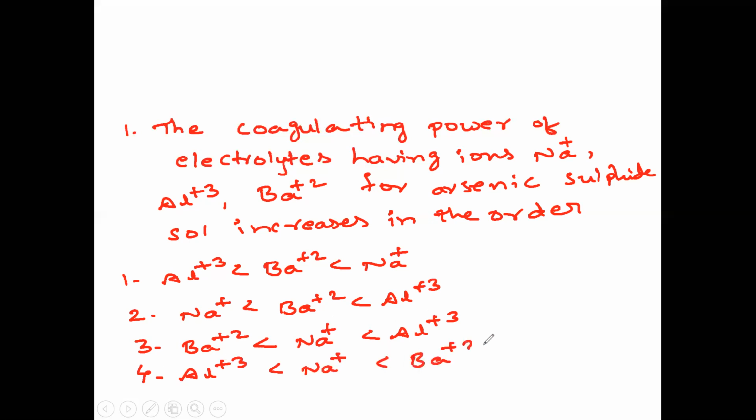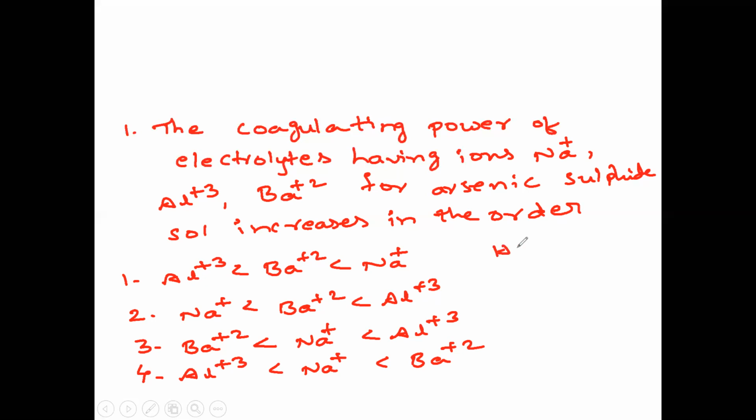Since they have asked the increasing order, this is nothing but coagulating power or flocculation power. Arsenic sulfide is a negatively charged sol. So to coagulate it, we have to use positive ions: Al+3, Ba+2 and Na+. The coagulating power of sodium, aluminum and barium ions for arsenic sulfide increases in the order they are asking. So the answer will be the second option, because sodium has less coagulating power than barium, and barium has less coagulating power than aluminum.